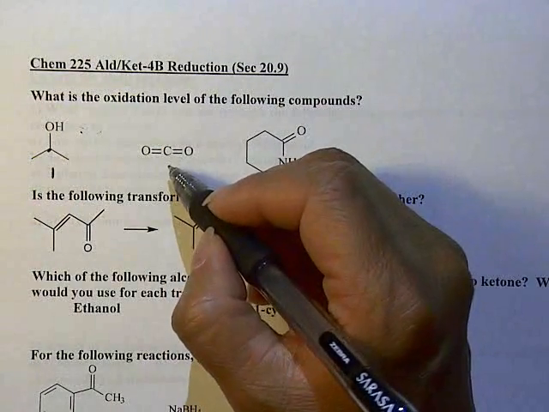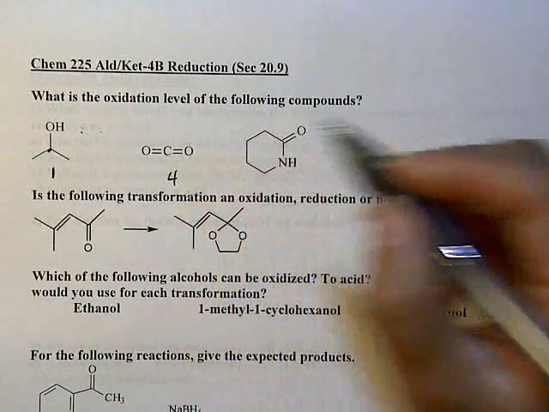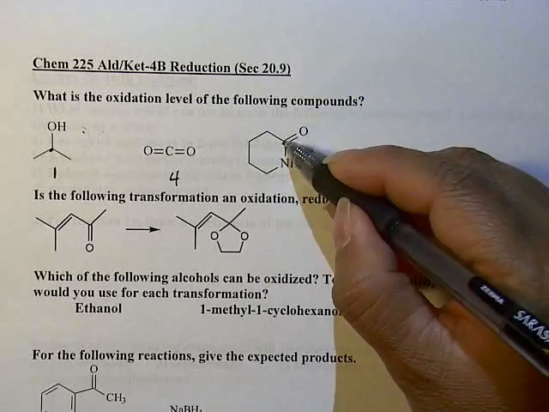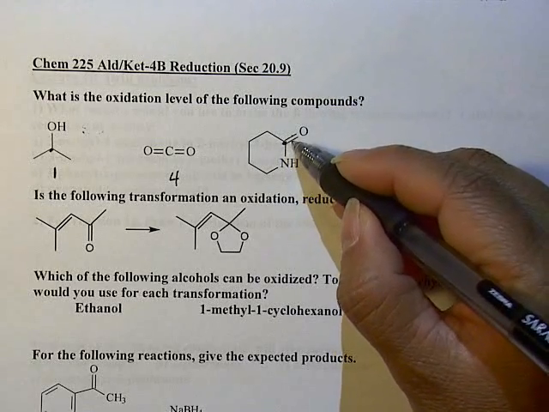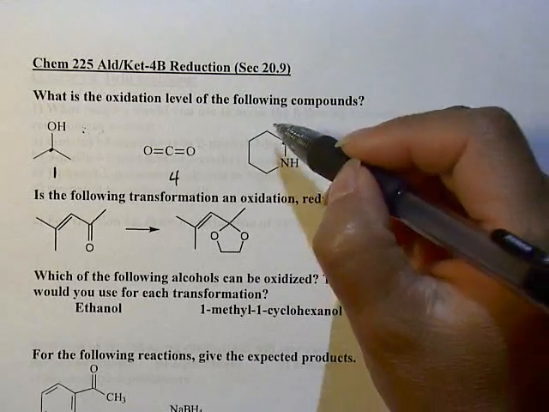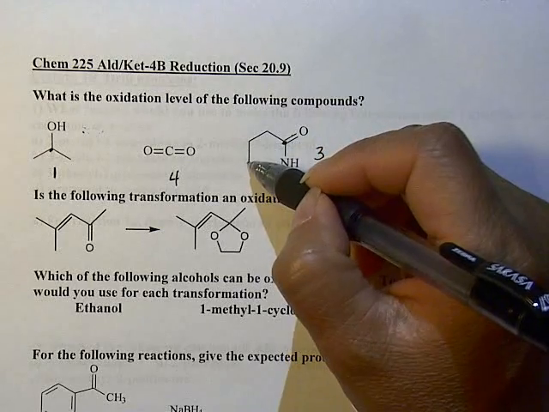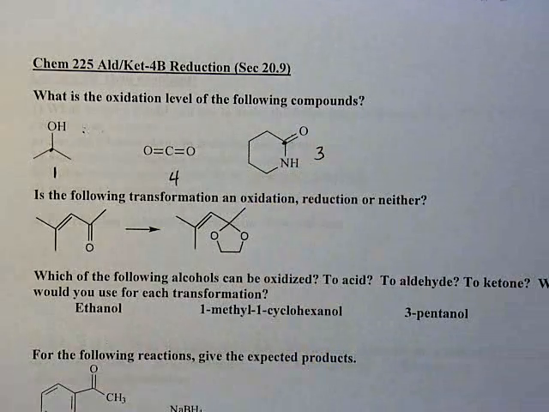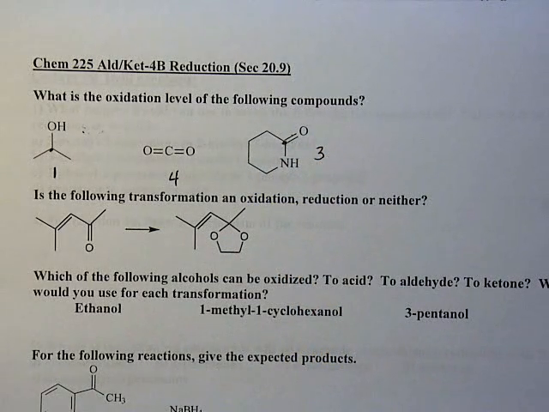And what is the oxidation level of this? 1, 2, 3, 4. What is the oxidation level of this carbon? This carbon is 1, 2, 3. But this carbon, and this carbon, this carbon, oxidation level is 0, right?